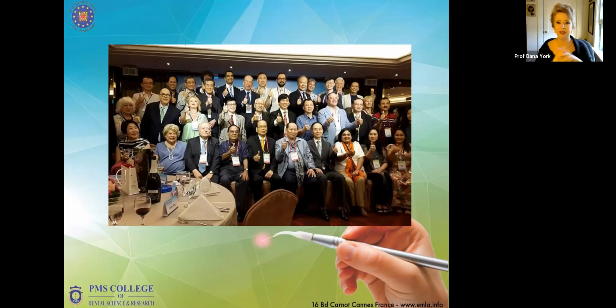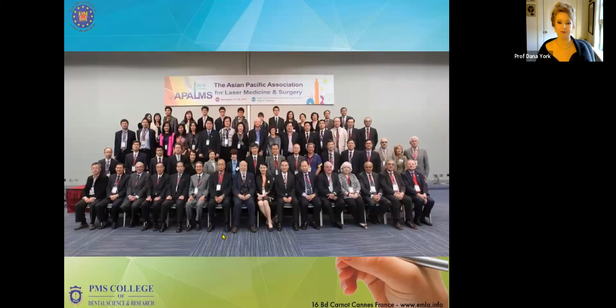Now in this lovely picture, I present a genius neuroscientist, Professor Kao from Taiwan, and all the others in these pictures are just wonderful, wonderful geniuses of laser therapy.